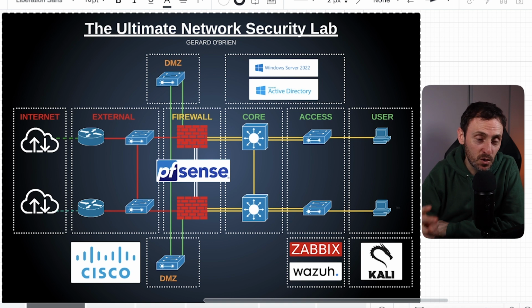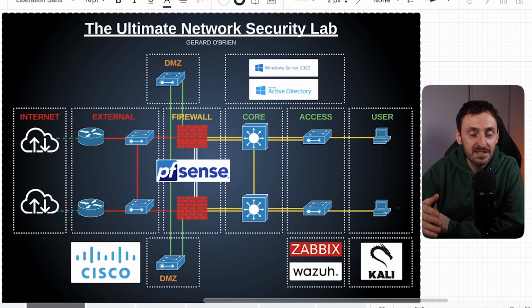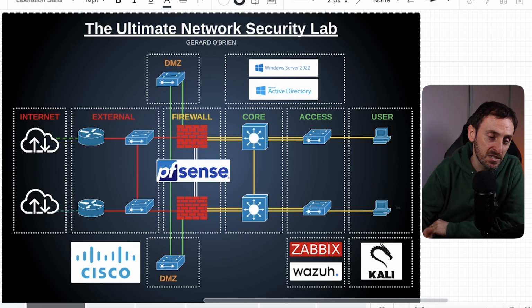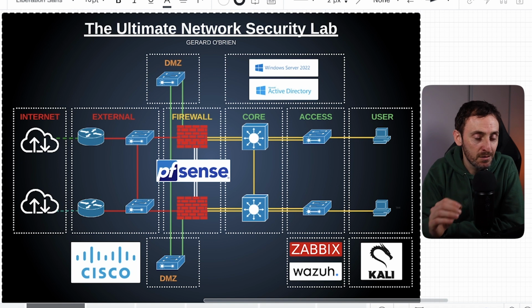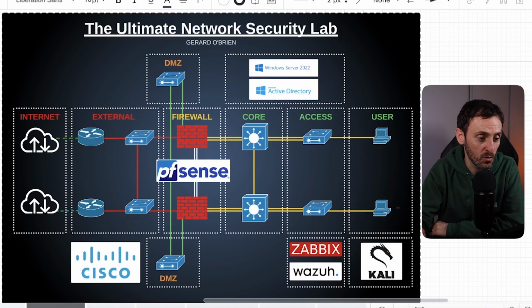If you're new here, my name is Jared, and today we are going to start the ultimate network security project. This lab has 2 internet service providers, 2 external routers, 2 external switches. We have got a firewall cluster. In the inside part of our network, we have got our core segment, which has got 2 Cisco switches. We have got 2 access layer switches. We've got a bunch of different servers. We have Zabbix, we've got Wazuh, Kali, we have a Windows 2022 domain controller. This is going to be a really fun lab to build. We're going to build the entire thing from scratch, and it's going to be fun.